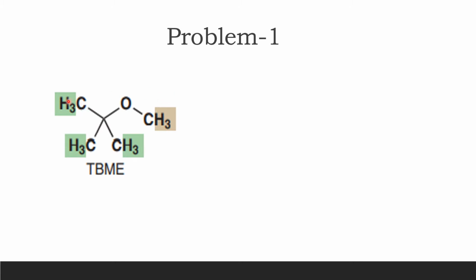So if you see this CH3 attached to the carbon, this CH3 attached to the carbon, which carbon is attached to the oxygen, all the 3 have the same environment, so we have marked these 3 in green color. How many hydrogens are there? 3 plus 3 plus 3, 9 hydrogens. All the 9 hydrogens will come as one signal only, and this CH3 will come as another signal. So we will get only two signals.